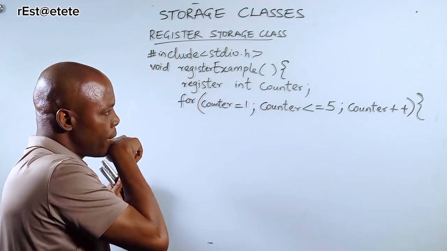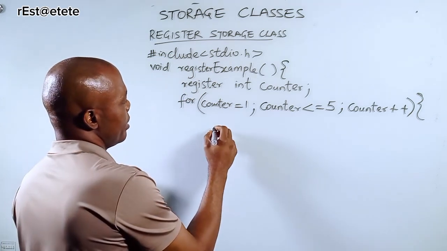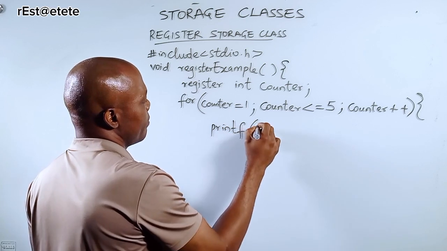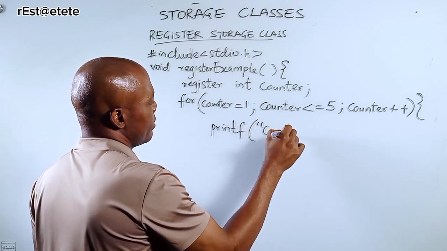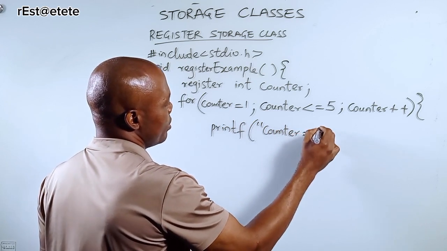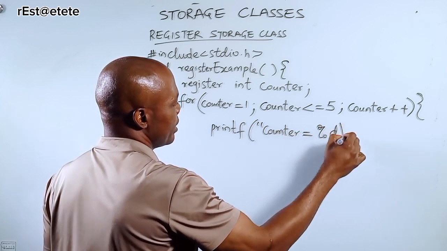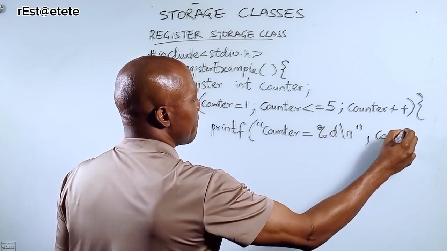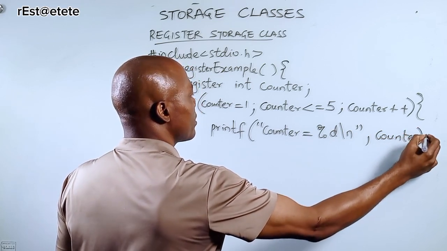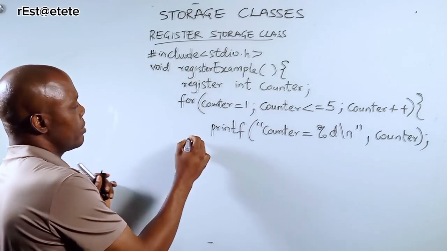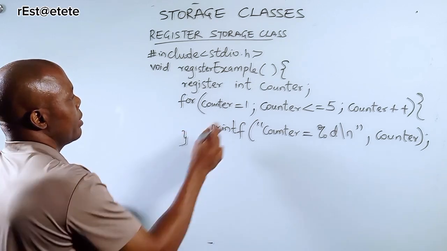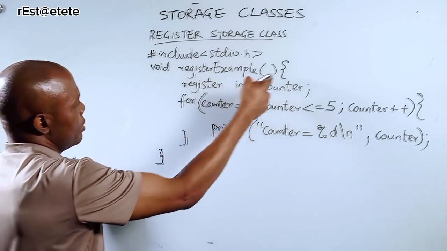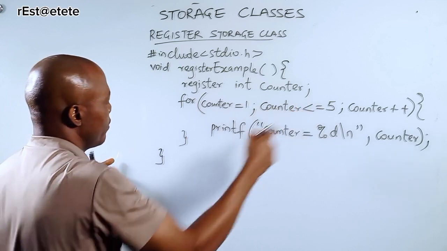Inside this function now, I am going to say printf, counter equals %d\n, then counter. Okay, so I'm going to close my for loop here. Then I will close this one. So this is for the function, and then this is for my for loop.